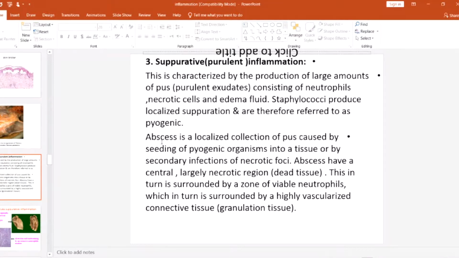What is an abscess? Abscess is a localized collection of pus. يعني the center of an abscess contain necrotic tissue, dead tissue, surrounded by neutrophil or connective tissue or granulation tissue or fibrous tissue. This is an abscess.